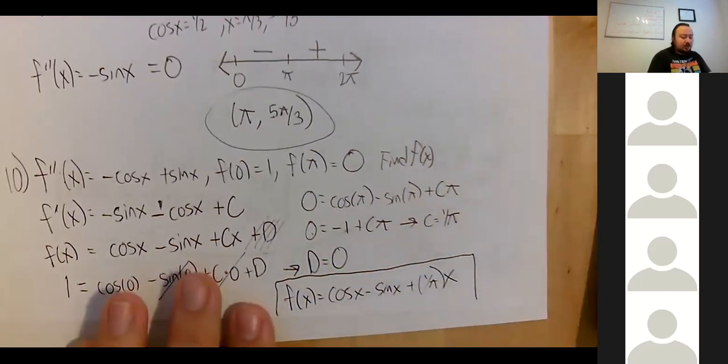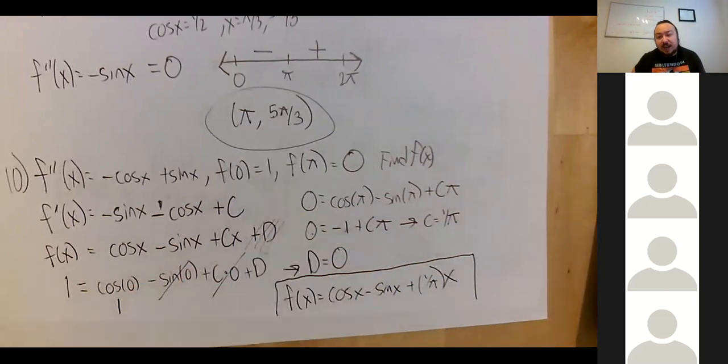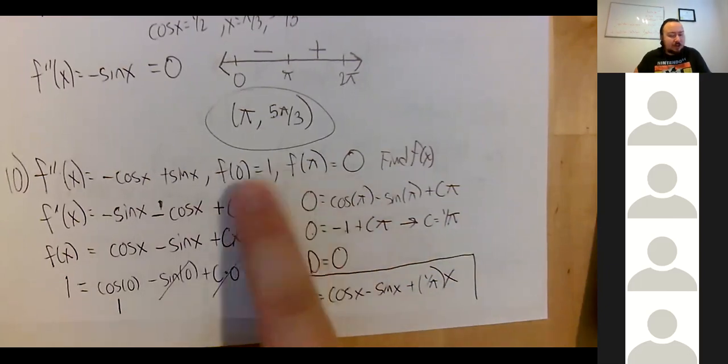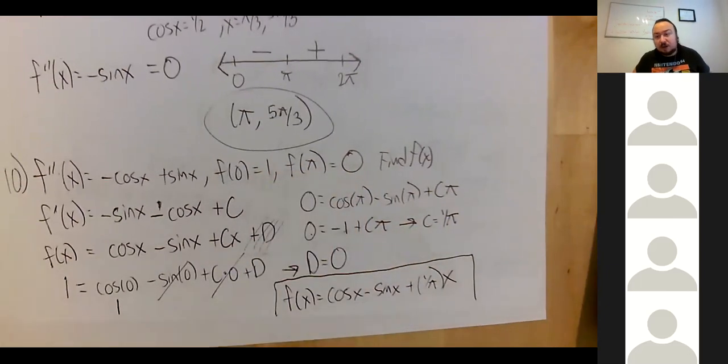And there we go. So we were able to get f of x despite not having any information about what its derivative is going to be. So we could also do these types of problems if we know two things about our function as well. All right, so that's number 10.